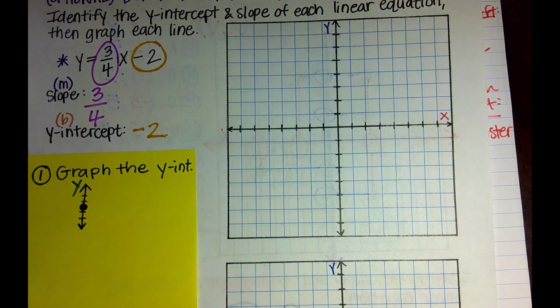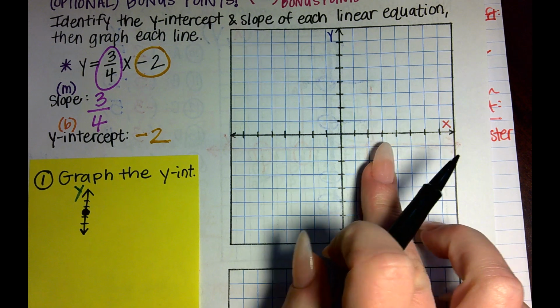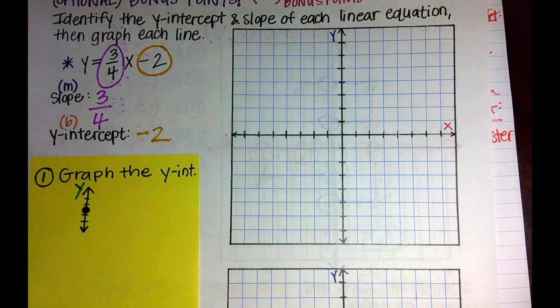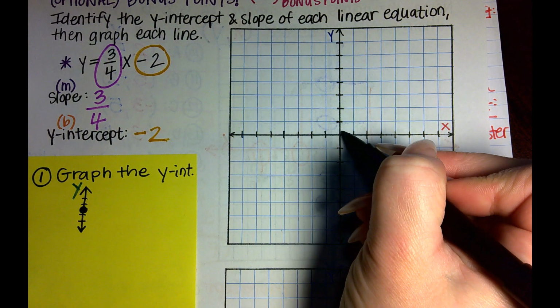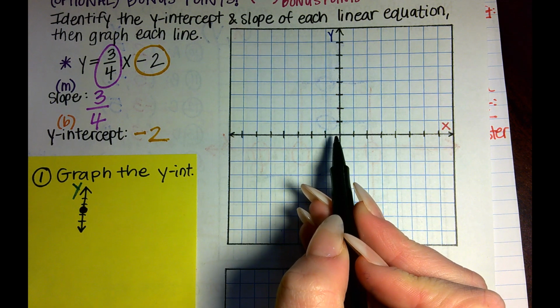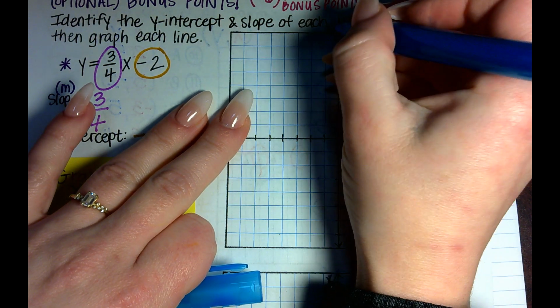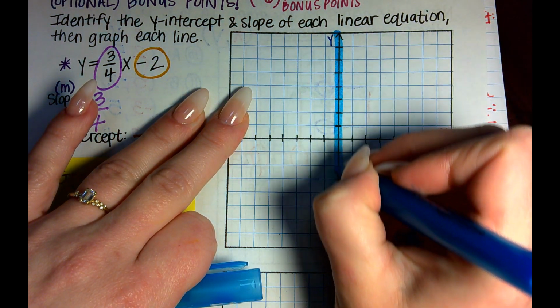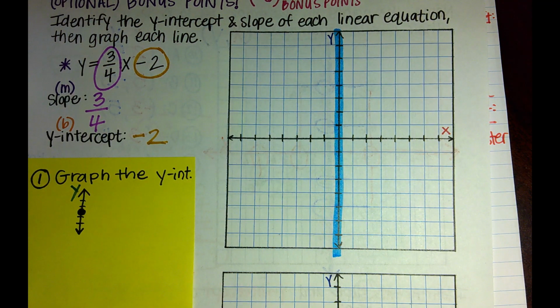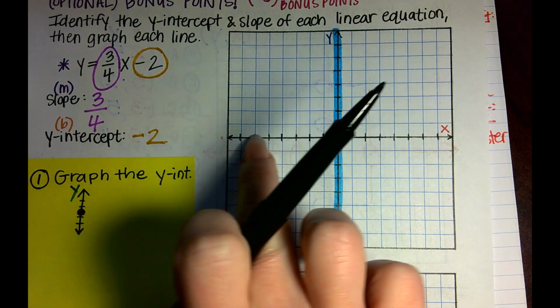So if my y-intercept is -2, I'm going to go over to my graph and I am going to write some numbers. So right here in the middle, this is 0. My y-axis is the line that goes straight up and down. That's my y-axis. The x-axis goes left to right.